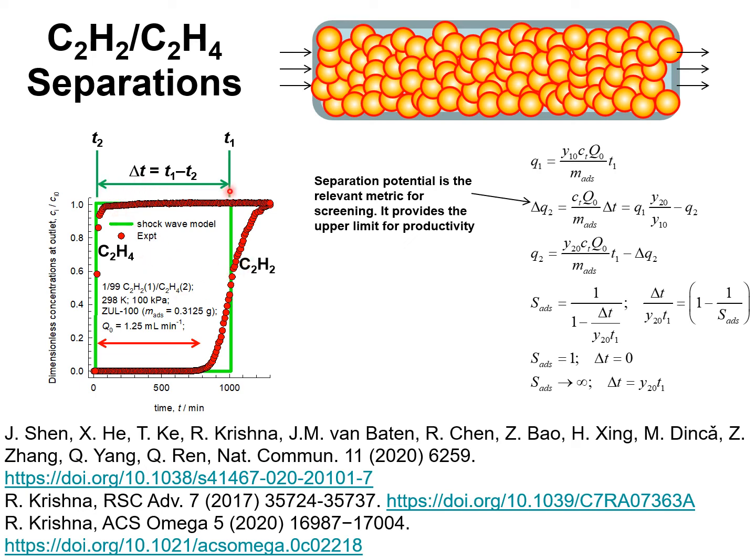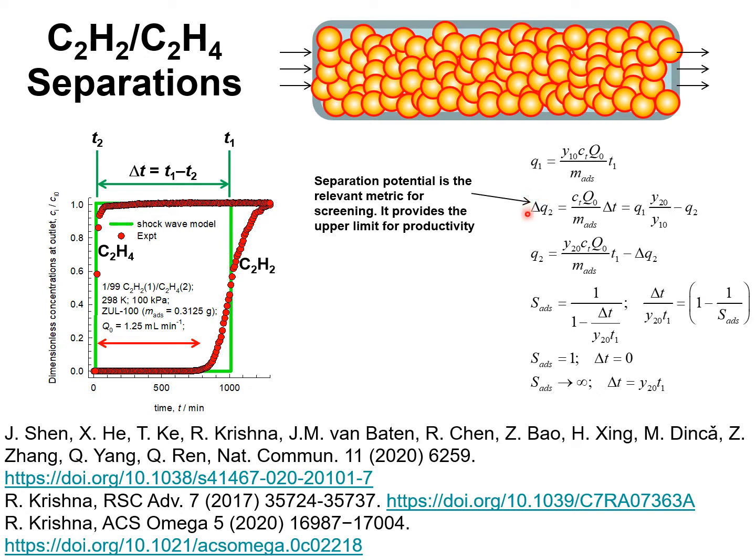During this time interval, delta T, T1 minus T2, the delta T from the shockwave model can be calculated from IAST calculations of Q1, Q2 using this expression.